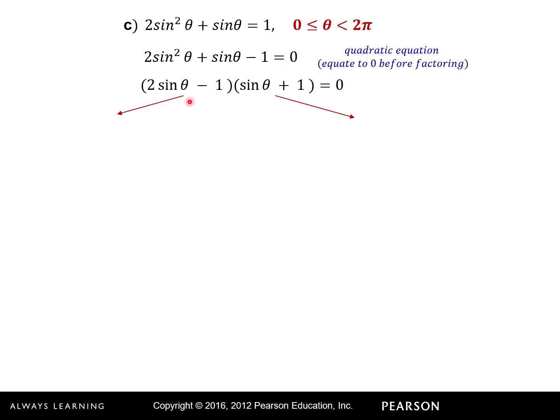Then these two expressions will be equated to 0. So the first equation is 2 sine theta minus 1 equal to 0, and sine theta plus 1 equal to 0. So that is the zero product property. Let us try to solve first the first equation, 2 sine theta minus 1 equal to 0. Since this is a linear equation, we have to isolate the one trigonometric function, which is sine theta, by moving -1 on the other side and then dividing both sides by 2. So we will have sine theta is equal to 1/2.